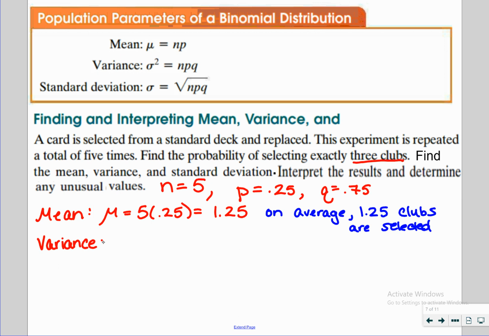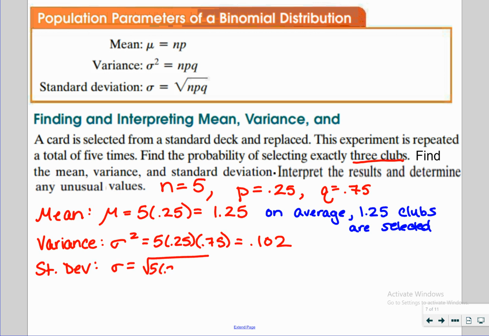All right, variance. It's just one step further from our mean. N times P times Q, 0.75. So multiply by 0.75, I get 0.102. We do not interpret that one. Okay. Standard deviation, just the square root of my variance. So 0.319 is my standard deviation.